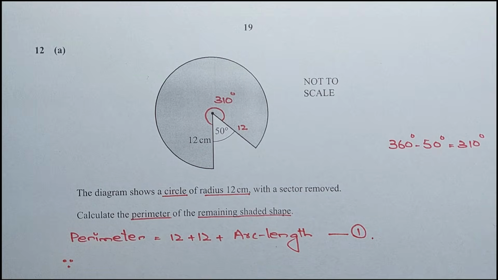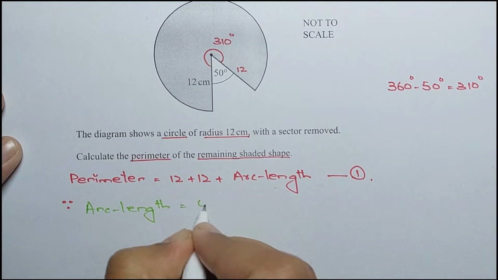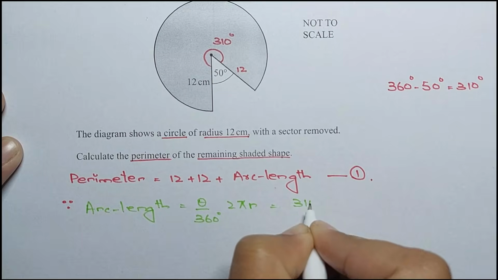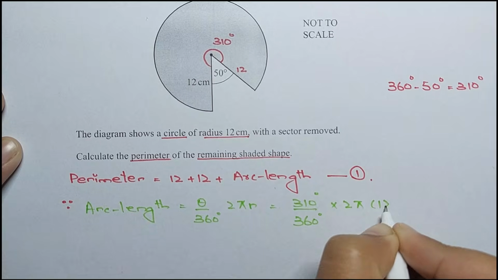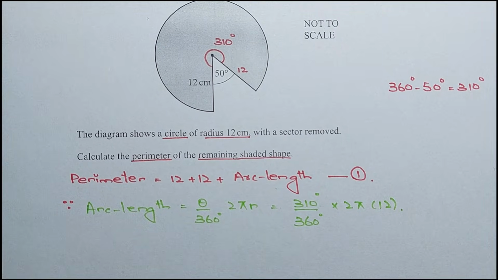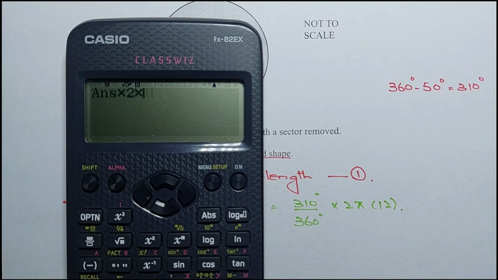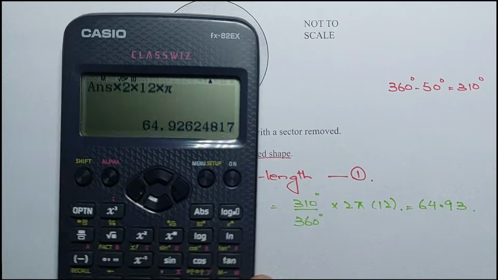Okay, now let me solve for the arc length. So what is the arc length? Arc length has a formula. Since this is in degrees, the degrees formula of arc length is theta over 360 degrees into 2 pi r. Theta is 310 over 360 degrees into 2 pi, and the radius is 12. Just calculate it. This is 310 over 360 times 2 times 12 times pi. This is 64.93 if I round it.